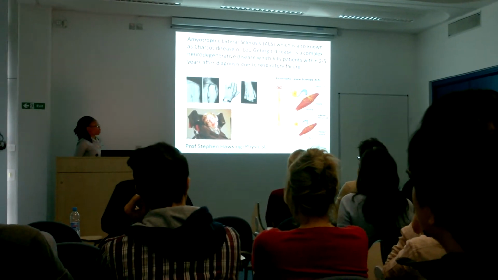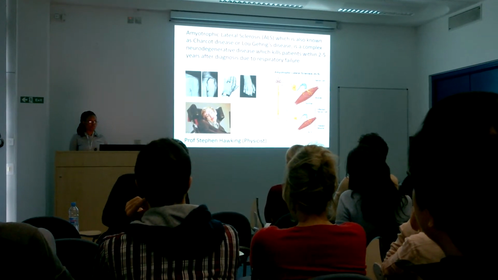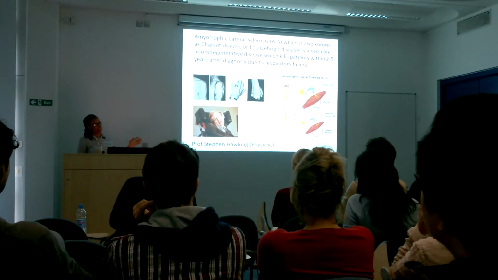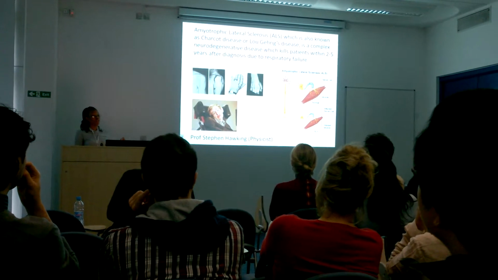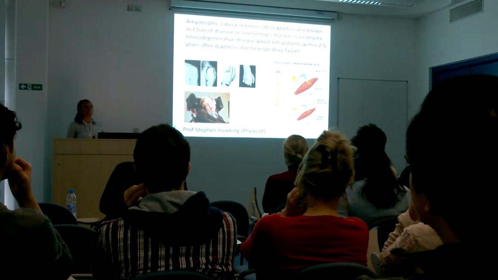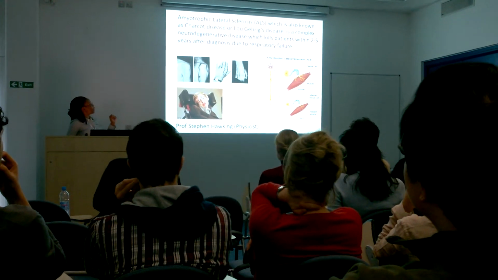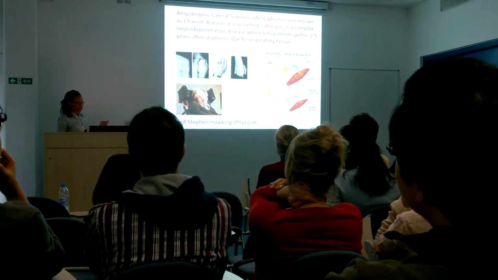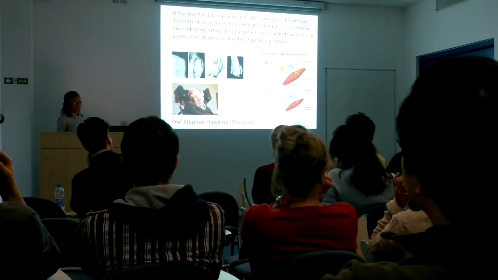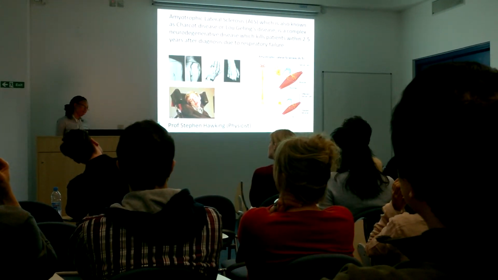ALS is also known as Charcot disease, like I said, or Lou Gehrig disease, depending on what part of the world you are in. It's a complex neurodegenerative disease, killing patients within 2 to 5 years after diagnosis. Most of them die from respiratory failure. One of the people living with ALS at the moment, whom we may all know, is Professor Stephen Hawking. And you have, like I said, weakness of muscles in the limbs.